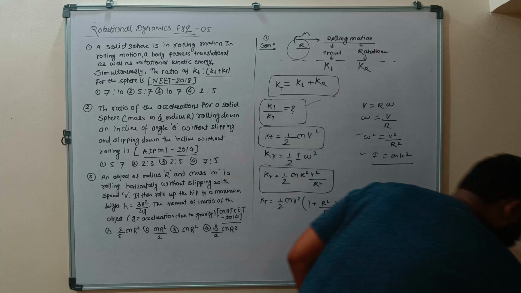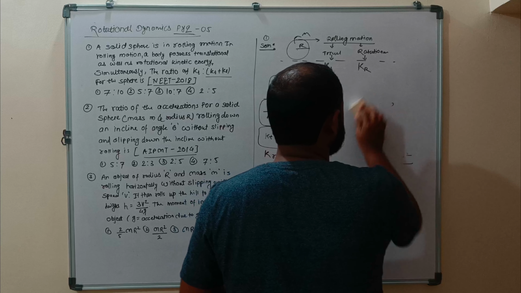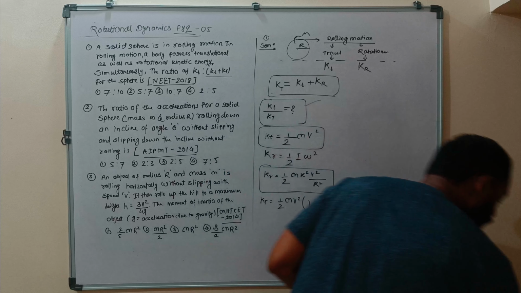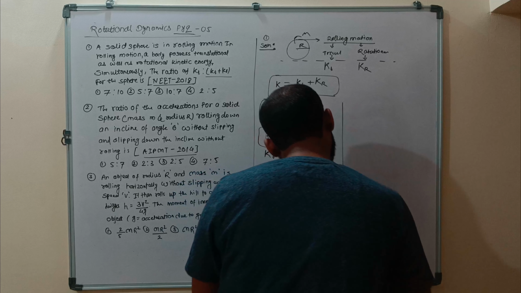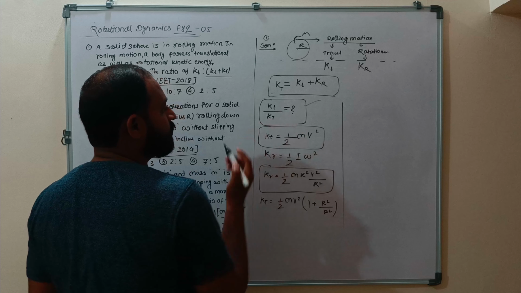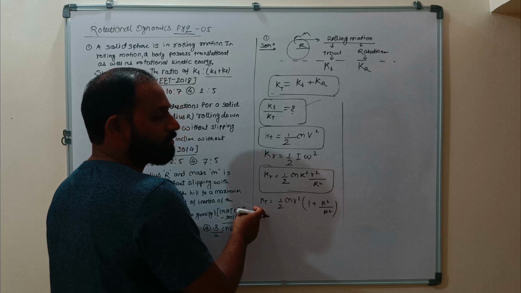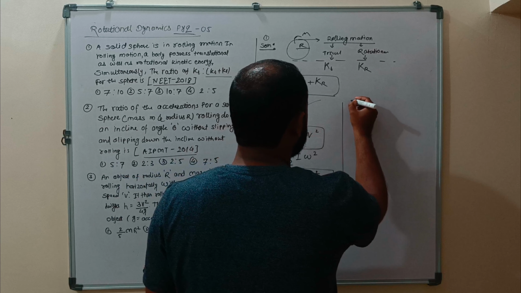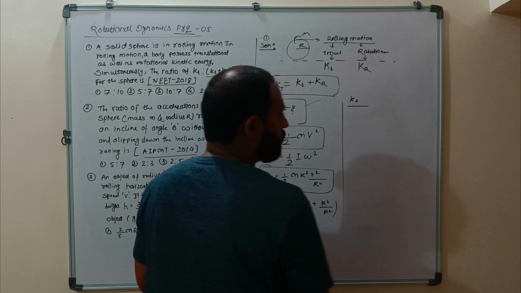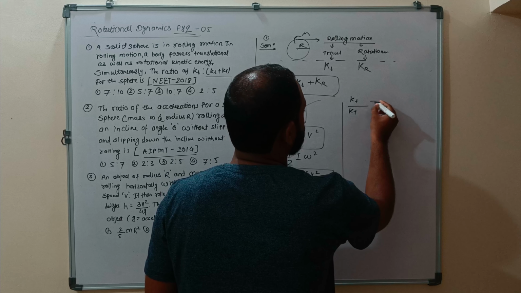Now you just have to put the values for the given formula. That is nothing but the translational, and this is nothing but the total. What is the value for translational? They are asking to find the ratio of the translational to the total kinetic energy.